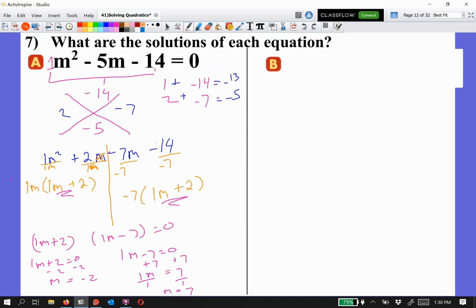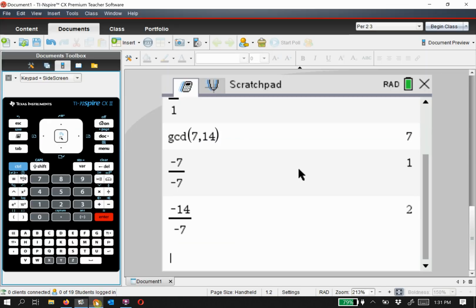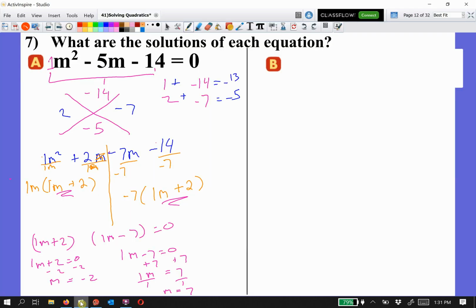Checking is going to be very simple, but it also is going to take some doing. So what I'm going to tell you to do is just watch what I'm doing. First thing we're going to do is solve. Menu 3, enter. You're just going to plug your numbers in just the way you see it: m squared minus 5m minus 14.